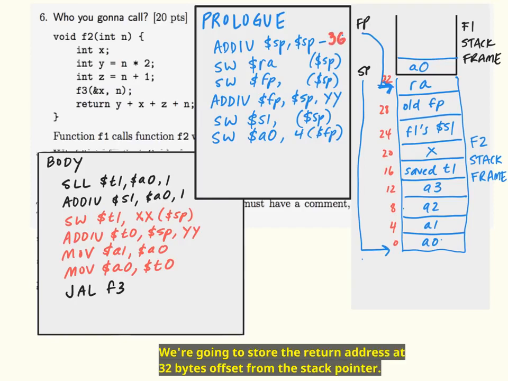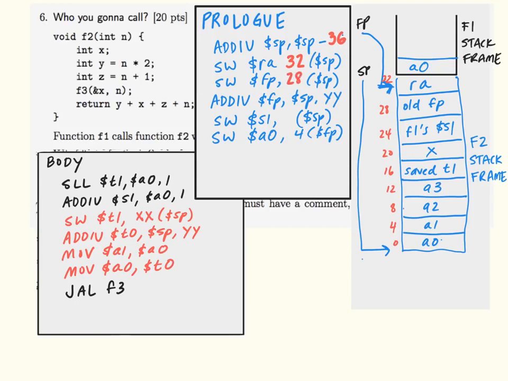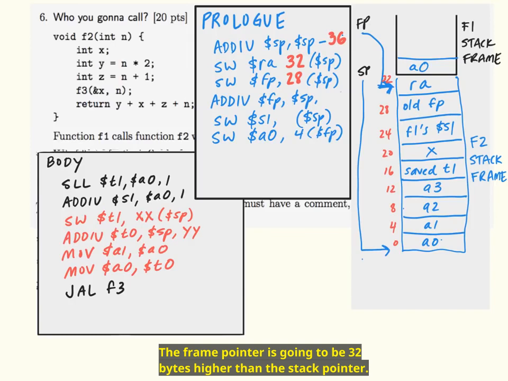We're going to store the return address at 32 bytes offset from the stack pointer. We're going to store the old frame pointer at 28 offset from the stack pointer. The frame pointer is going to be 32 bytes higher than the stack pointer. F1's S1 will be stored 24 bytes from the stack pointer.